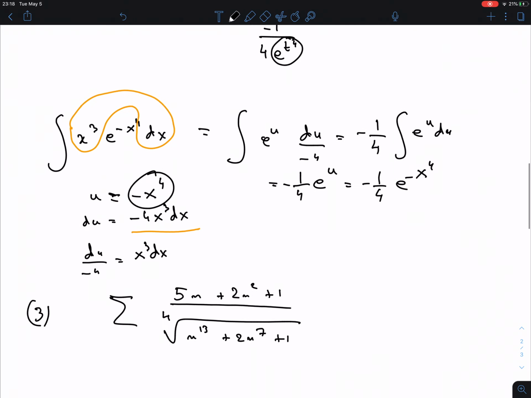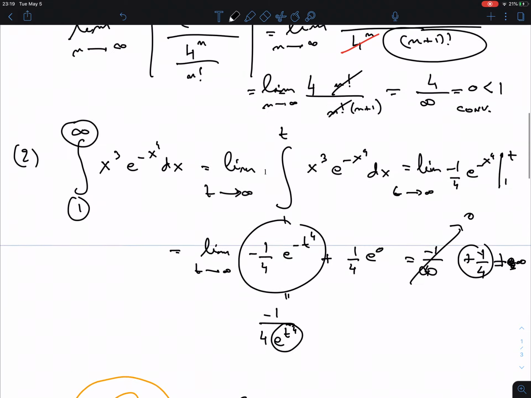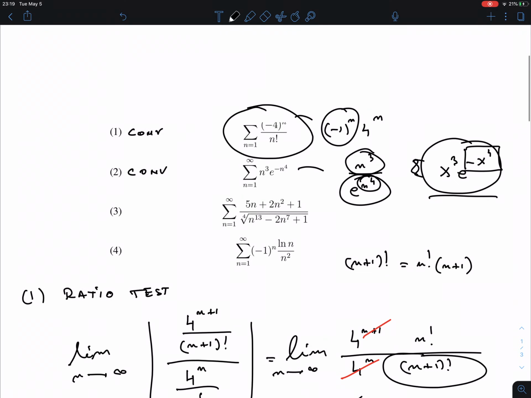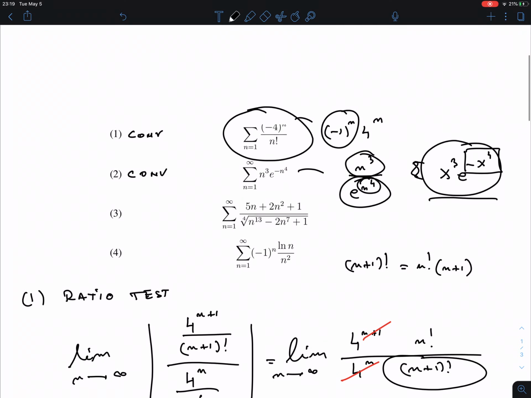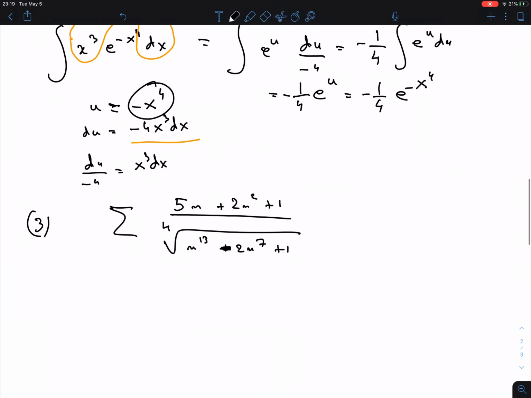Oh, there's a plus, but there's a minus here. Sorry, there's a minus. That is not going to make a difference, but I just want to have the same thing. Otherwise, you're going to scream and yell. Okay, here we are.